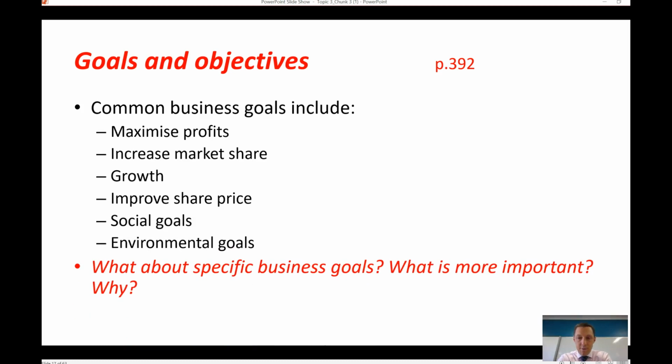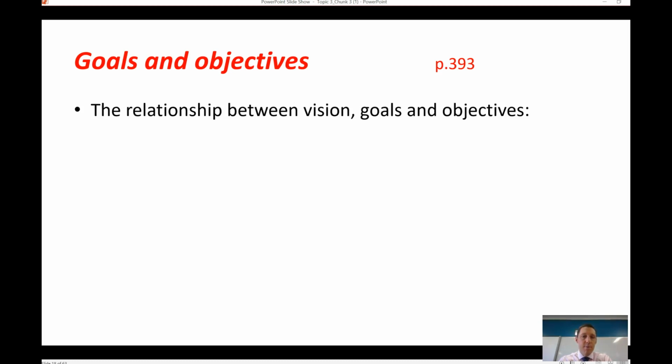So some common business goals, assuming that these are some SMART goals. Maximise profits. That'd be a pretty common one for a business. It would be better to have a maximised profit with a specific number to make it SMART. Increase market share. Achieve growth. It could be growth in share price, growth in staff numbers, growth in profit, growth in sales. Could be any sort of growth. Improve share price if it's a publicly listed company. Some sort of social goals. They might be goals about the impact it wants to have on its local community. And then environmental goals, for example, reduce usage of electricity, increase our reliance on solar energy.